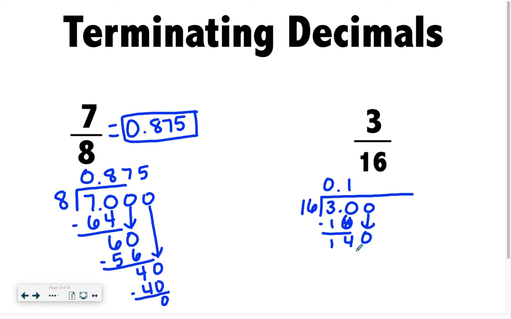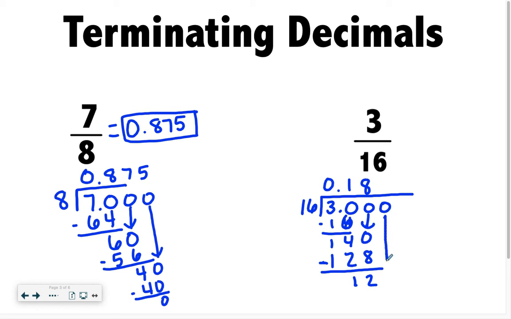Well, I know it's not 10 times, because 10 times 16 is 160. So if I do 140 divided by maybe like, let's see. 16 times 9, I'd get 144. That's still too high, so I'm going to try 16 times 8. And 16 times 8 is 128. And if I subtract those, I'm left with 12.